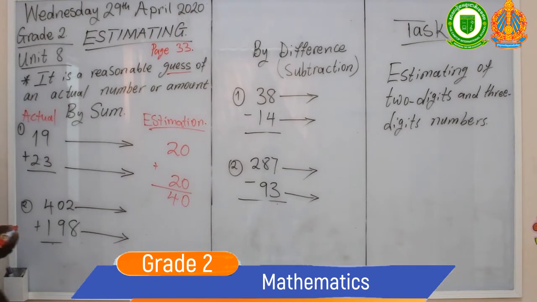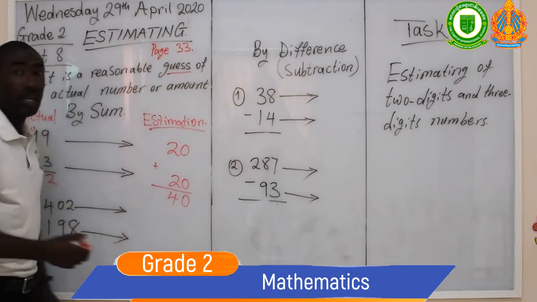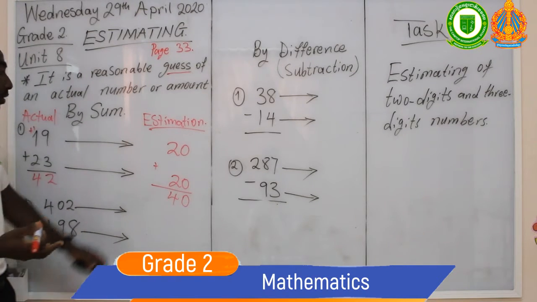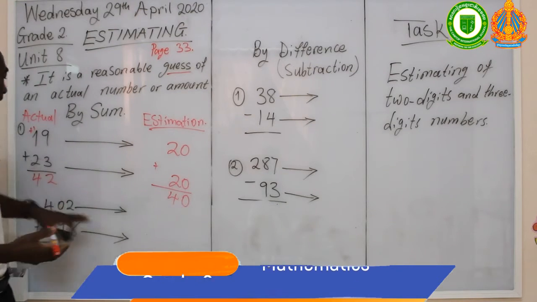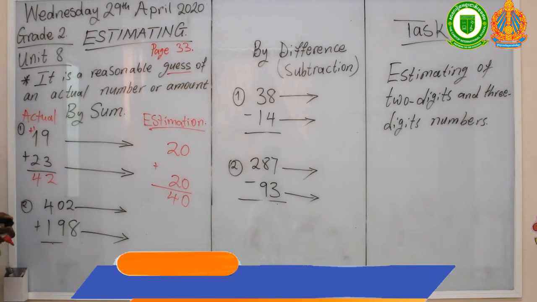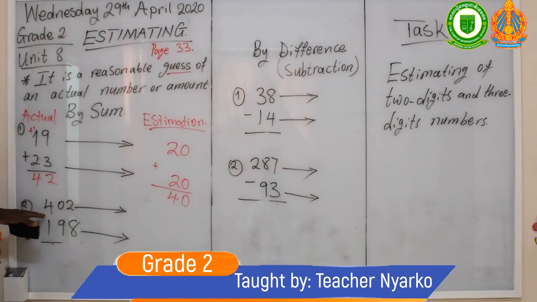Now let's look at the actual figure here. So this plus this will give us 12. We carry 1 plus 1 here, so this and this will give us 3 plus 1, which is 4. So we have 42. So 42 and 40 are very close. Which means that our estimated figure is very close to the actual. Okay? Now let's look at this one as well.